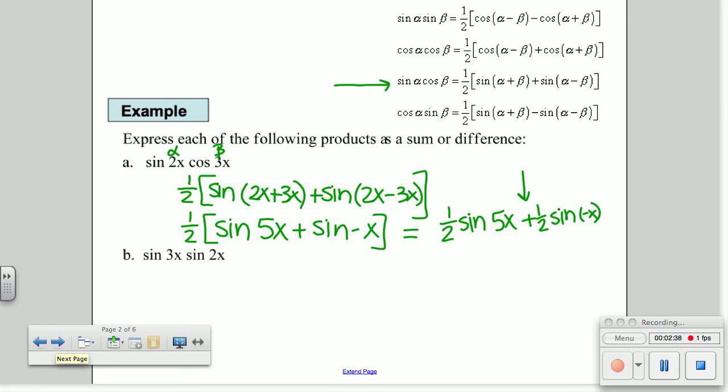Let's go ahead and do that same thing for part B. I have the same alpha and beta, only now it's sine and sine. So I'm going to now use the top formula. Go ahead and pause your video and try to plug in your alpha and your beta into that formula. I hope that you wrote 1/2 times the cosine of 3x minus 2x minus the cosine of 3x plus 2x.